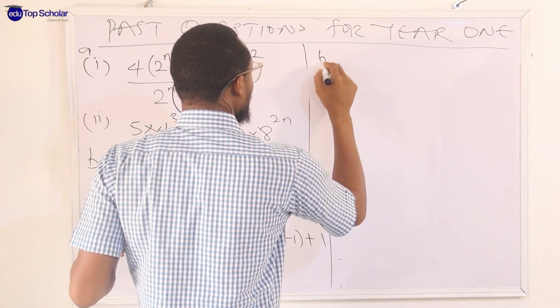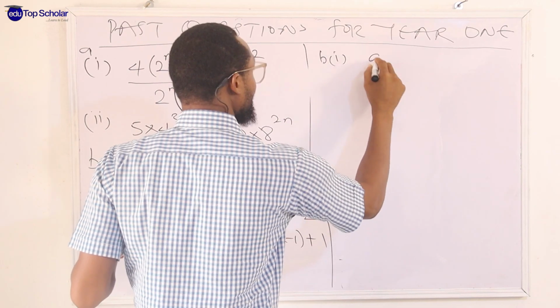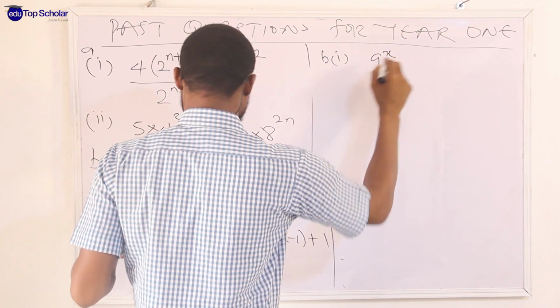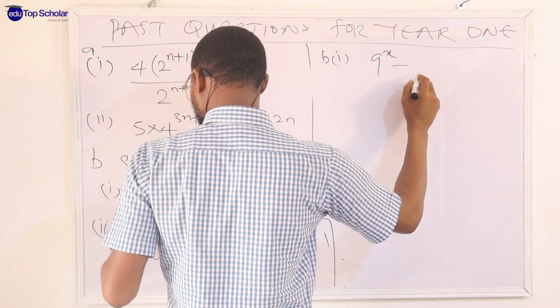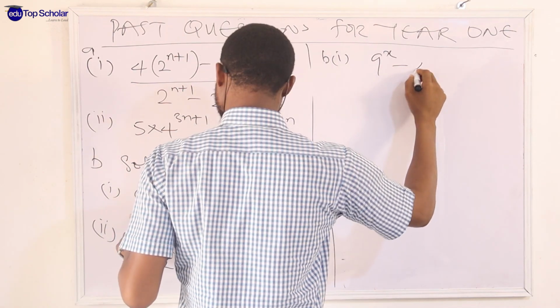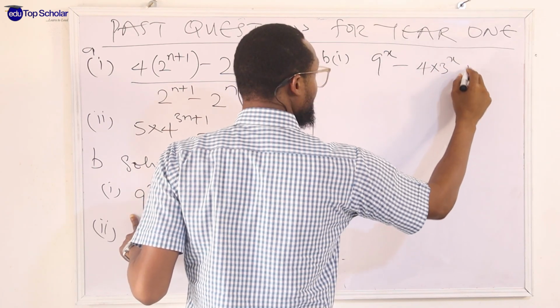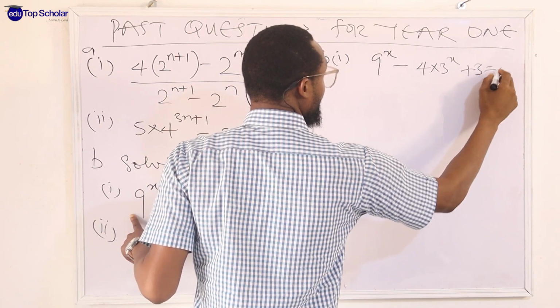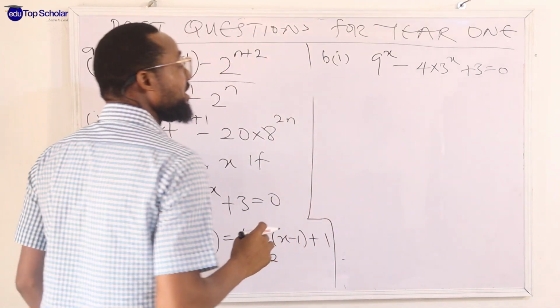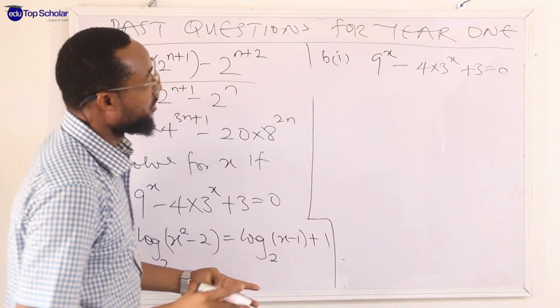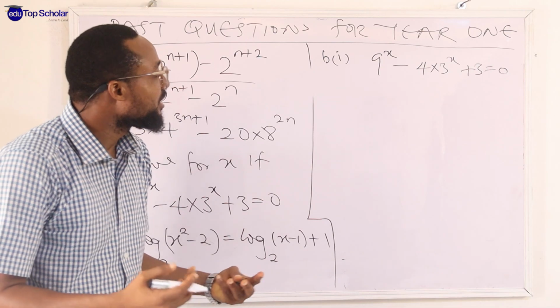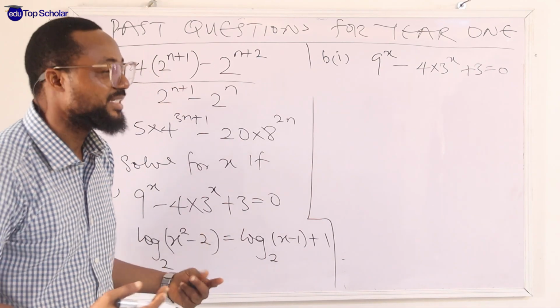We have a B, Roman figure 1 now. That one says we should solve for x. If 9 raised to power x multiplied by 4 times 3 raised to power x plus 3 equals to 0. If someone is seeing this for the first time in exam hall, it will take you some time to say, okay, what do I do? How do I digest this?